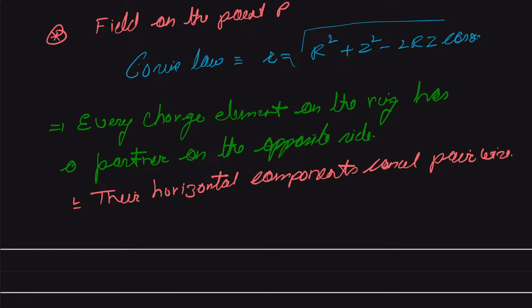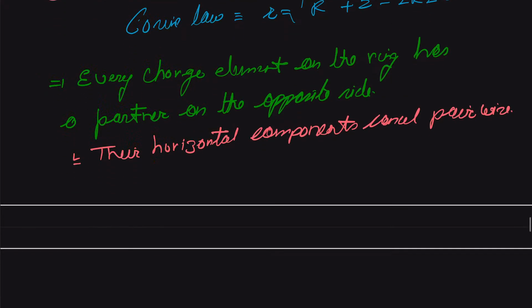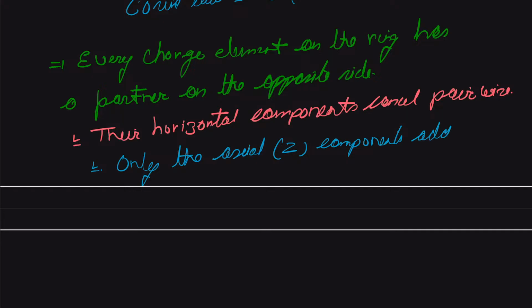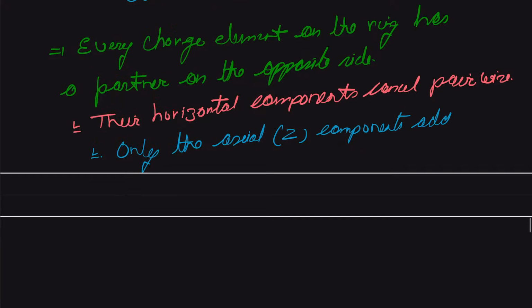So it means the horizontal component of Q will be cancelled out by the horizontal component of Q prime. And suppose there is another element A, then its horizontal component will be cancelled out by A prime. So we can say that only the axial components, which in this case is our z direction, add. This is an important conclusion which we can draw from here.